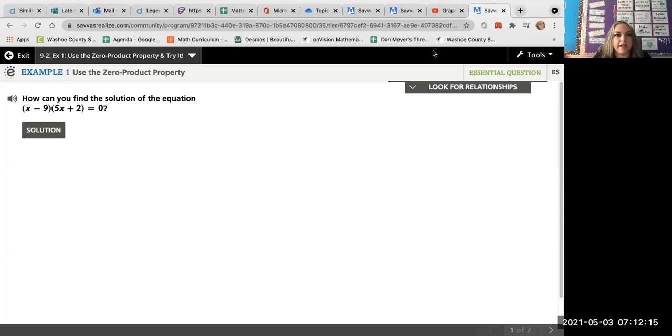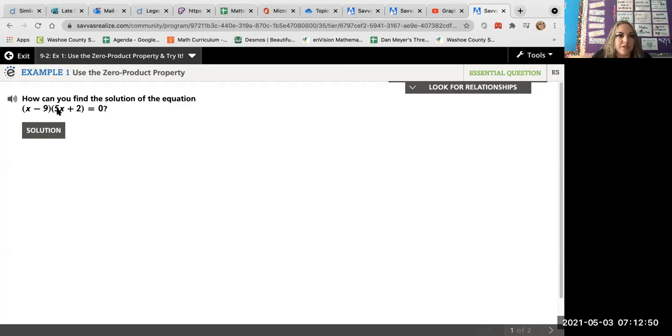So this is lesson 9.2, and we're going to be using the zero product property to solve for the two x-intercepts in a parabola. The zero product property tells us that if an equation equals 0, one of the factors of the multiplication happening must be 0, right? So we know that either this x minus 9, this whole expression, equals 0, or 5x plus 2 equals 0. So what we do is we just set these up and we're going to solve each one.